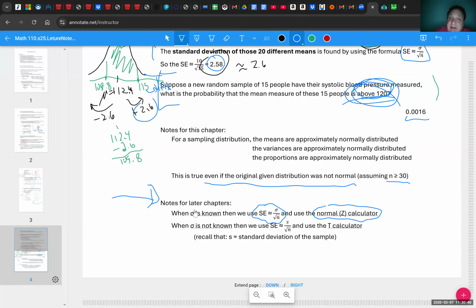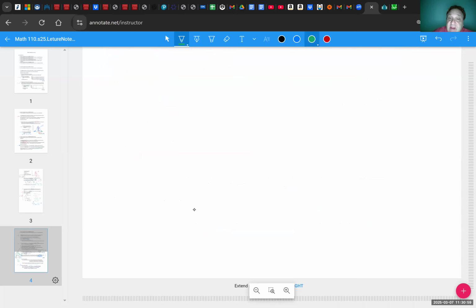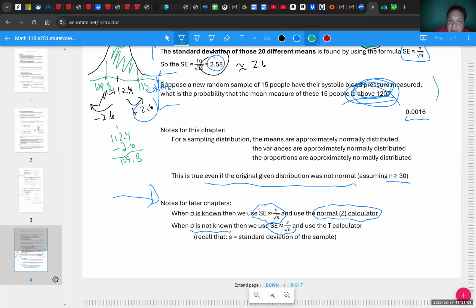However, if we do not know the original distribution's sigma, we can still use a sampling distribution, with the standard error written as SE. SE is equal to S over root n, where S is the standard deviation of the sample. And we use what's called the T calculator.